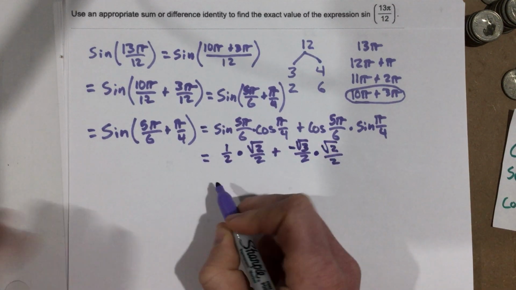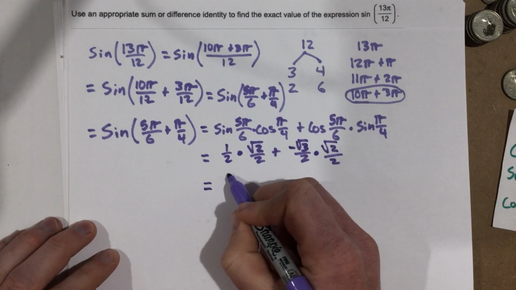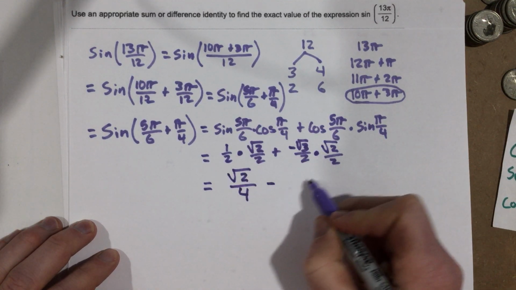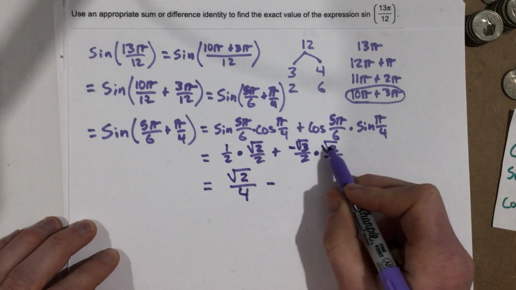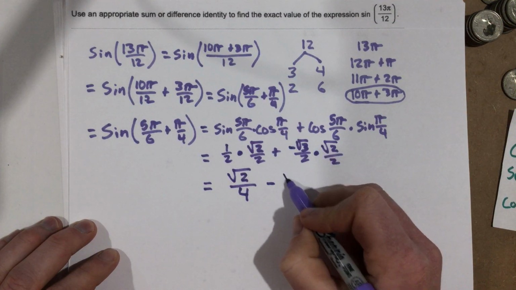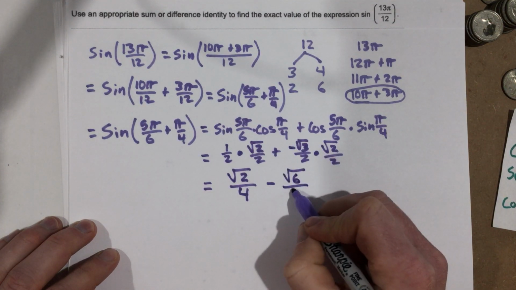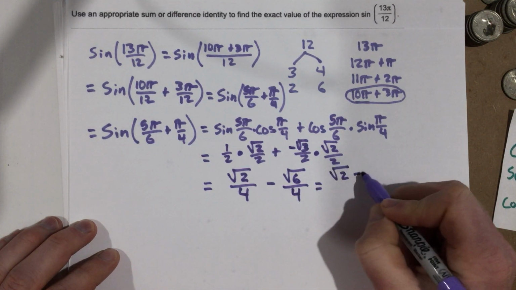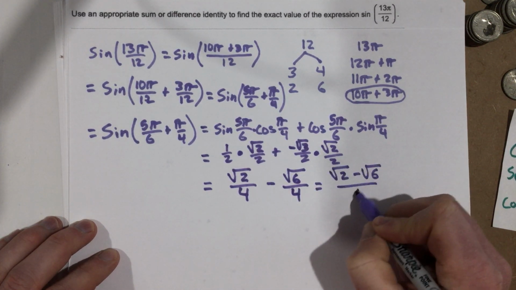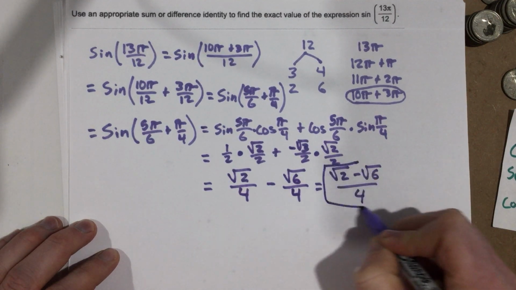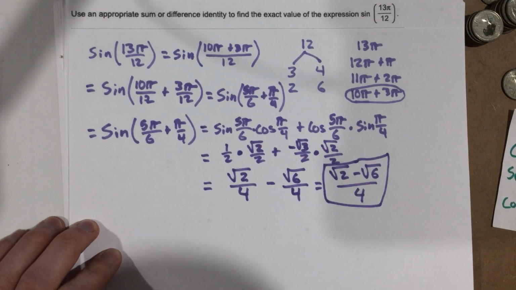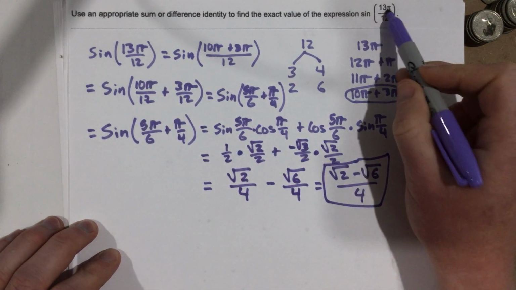Now that we have the fractions, we can evaluate those and say that that is root 2 over 4, minus root 3 times root 2, which is root 6 over 4. So I can combine that to say root 2 minus root 6 over 4. And that's the solution for sine of 13 pi over 12.